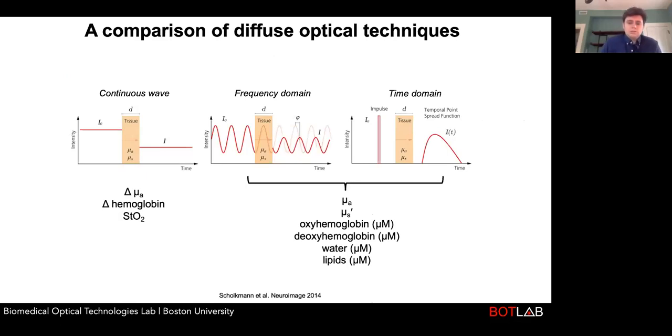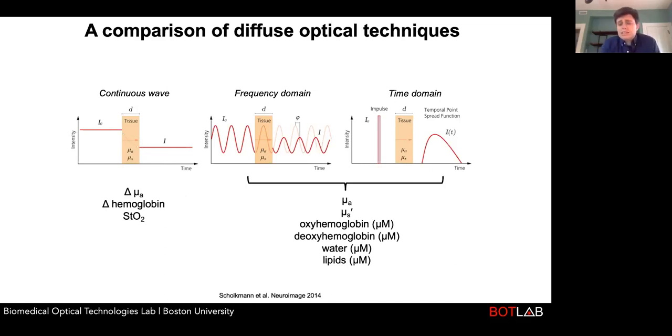So I'm going to show you this slide, which is a comparison of different types of diffuse optical techniques, and they're different from each other in their ability to fully separate absorption from scattering. So starting here on the left, continuous wave diffuse optics. This idea is simple. You have a wavelength of light that has some intensity. Tissue decays that intensity and you measure how much it attenuates. And this attenuation is going to be due to a combination of both absorption and scattering.